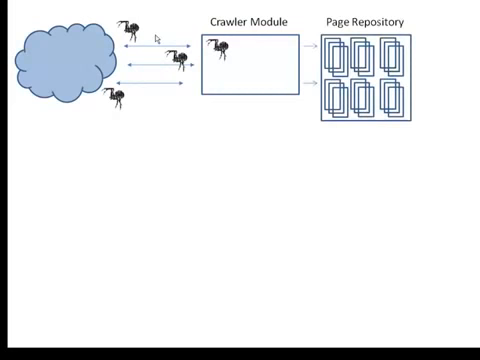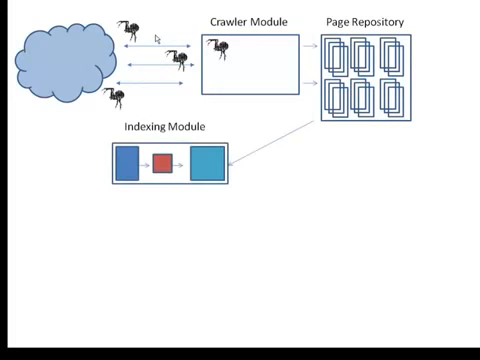When they bring that data back, they put it in a page repository, and this page repository is just used to temporarily store the web pages that it brings back as full, complete web pages. So these web pages remain there until they're sent to an indexing module, and the indexing module will strip the content from these web pages, and in particular key pieces of content.